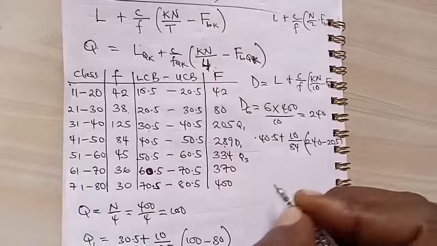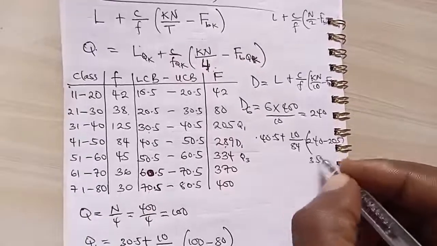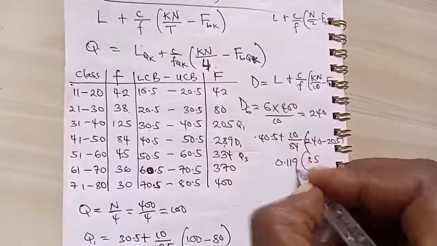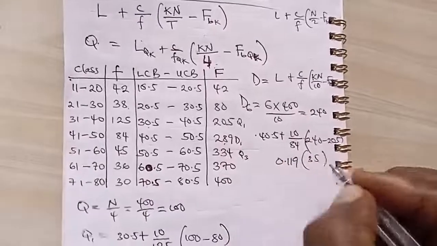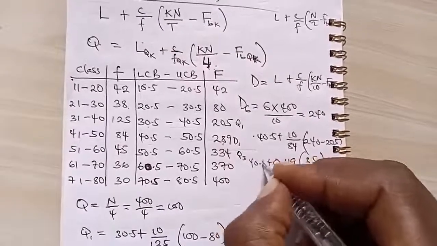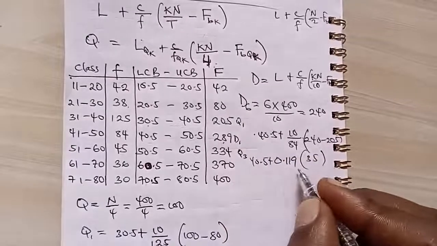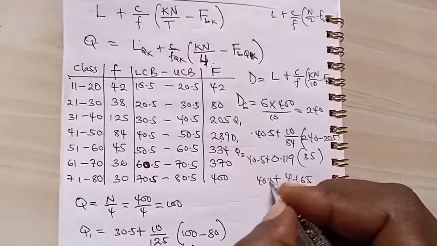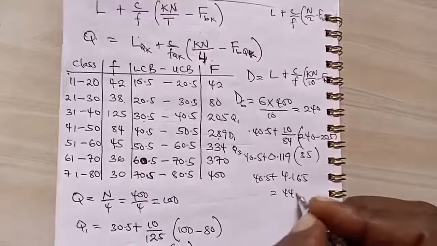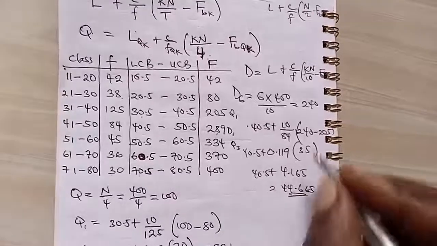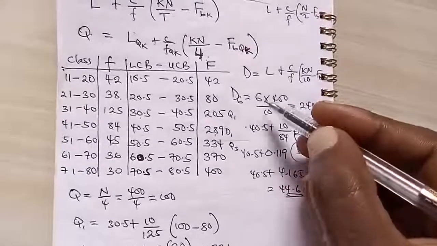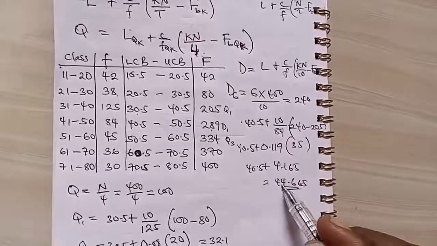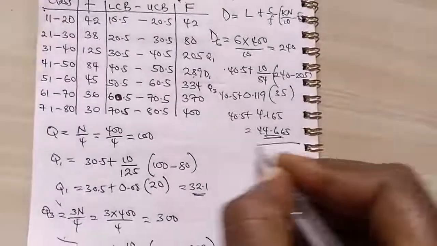So if we resolve the bracket first, we're going to get 35. And if we resolve this, we're going to get approximately 0.119. Then if we multiply them, remember plus 40.5. If we multiply this first, we're going to get about 4.165. If we now add 40.5 to it, we're going to get about 44.665. So this is our 6th decile. For any decile you're asked for, just change the value of k to that particular one.